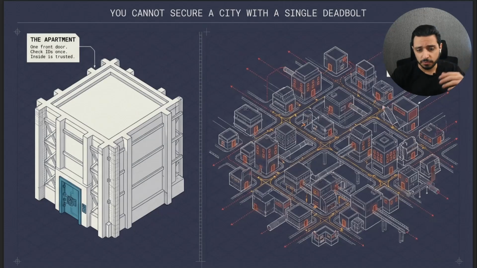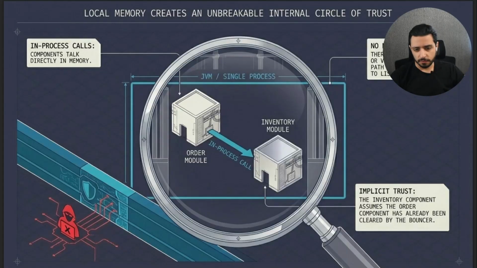Well, inside the building, the order component needs to talk to the inventory component. Since they both live inside the same process, like the same Java virtual machine, they talk to each other directly in memory. This is called an in-process call. It's incredibly secure by default because there's no network for a hacker to sit on and listen to the conversation. Because of this, these internal components trust each other implicitly.